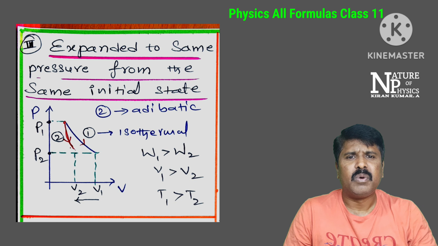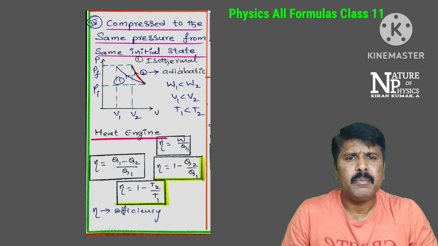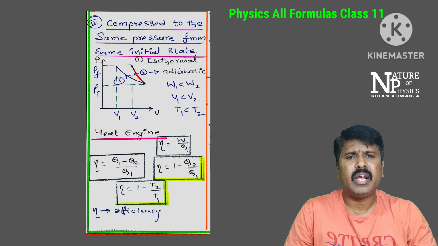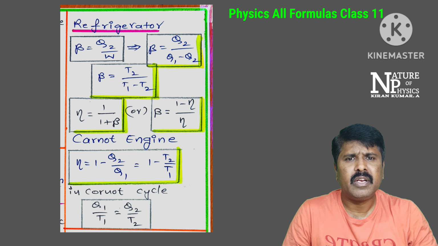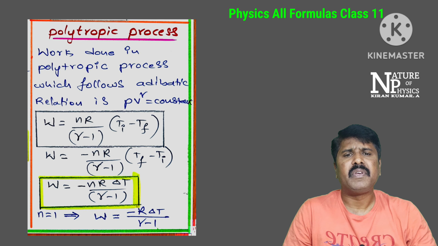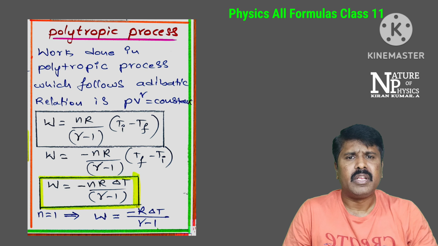And the third one also is clearly given, that is, next the fourth also completed: heat engine and refrigerator, Carnot engine related also given, student. Beta is the performance of the refrigerator given, eta is the efficiency of the Carnot engine given, student.